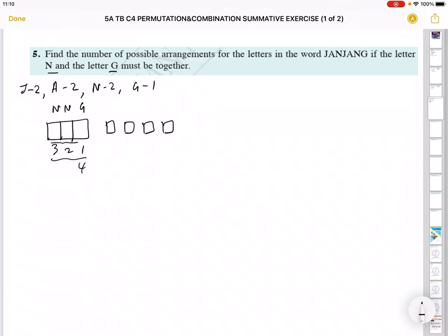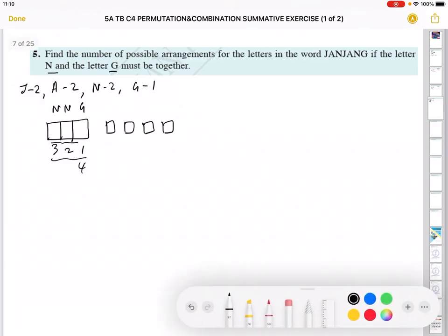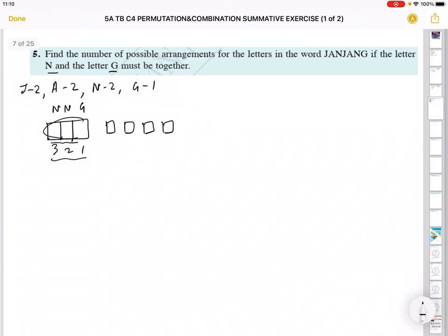Since I have other letters, right? This is 1 block plus 4 other letters. So now I will have to arrange 5 of them. 5, 4, 3, 2, 1. Oh, you already know how to arrange this. When it comes to the letters or the numbers that must be together, we tie them as a block. We treat it as a block. Now we have 5 blocks, including the remaining 4 other letters, right? The A and the J, right?